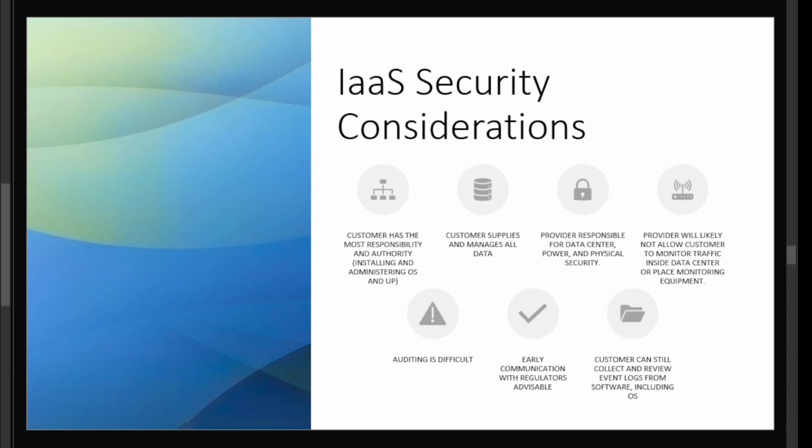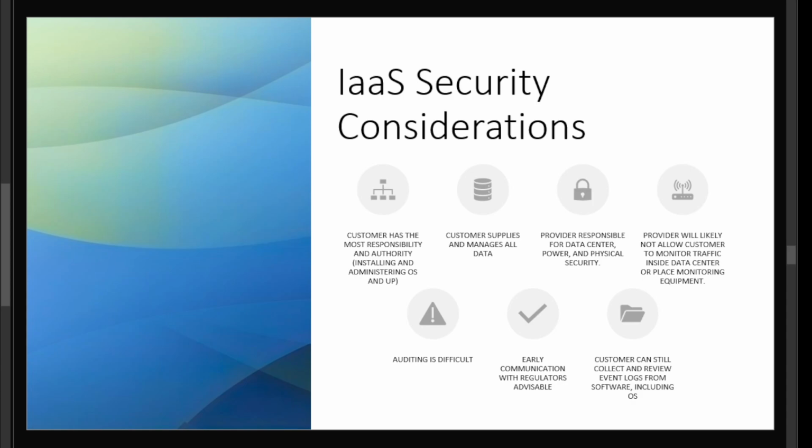That's why auditing is difficult. It's going to be difficult to get a SOC 2 Type 2 report, which is a full report of controls and a timeline. However, a company could get other types of reports. We'll go over those later. Early communications with regulators is advisable for both the customer and the provider.